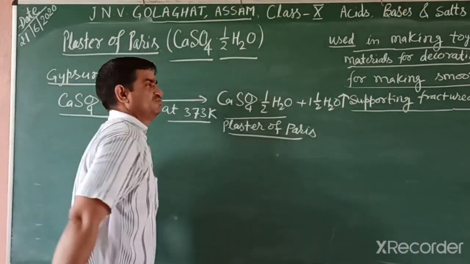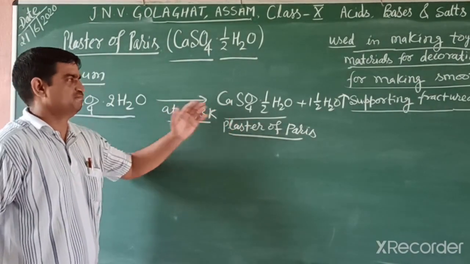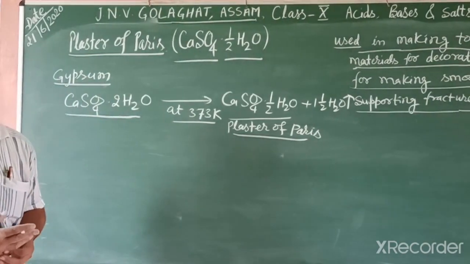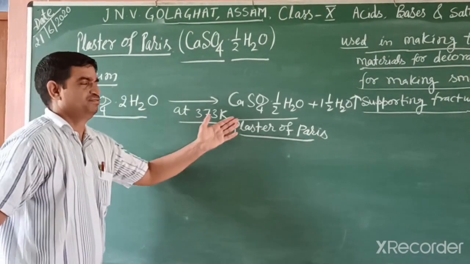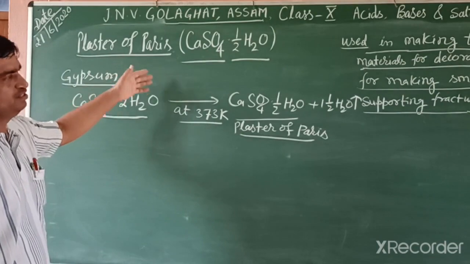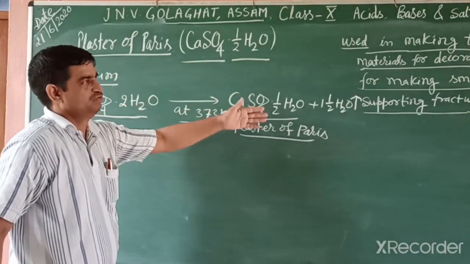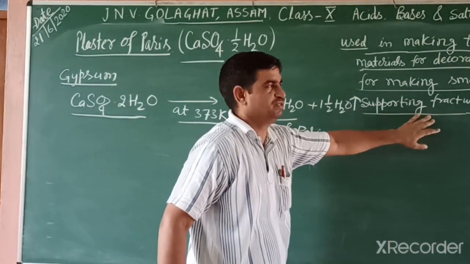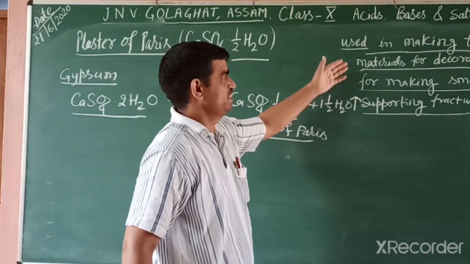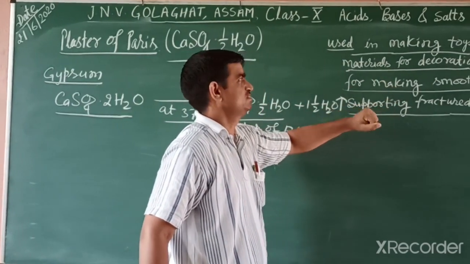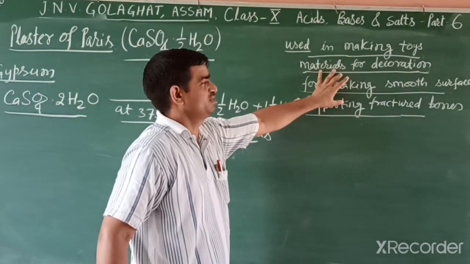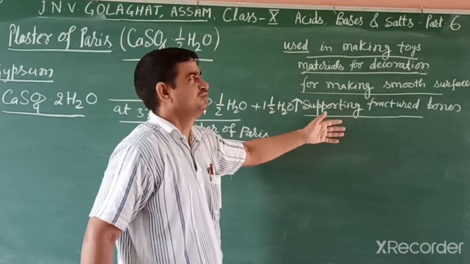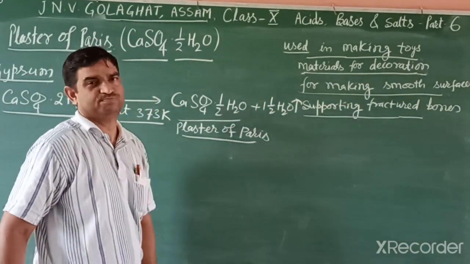Why is it called plaster of Paris? Because this compound is found in large amounts near Paris, the capital of France. It is used in hospitals for supporting fractured bones, in medicine, for making smooth surfaces, as decoration material, for making statues and toys. So these are the uses of plaster of Paris.